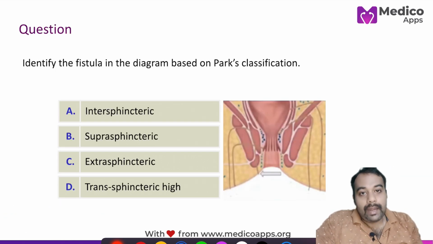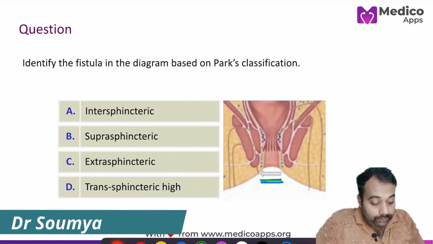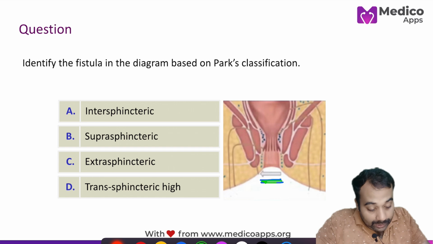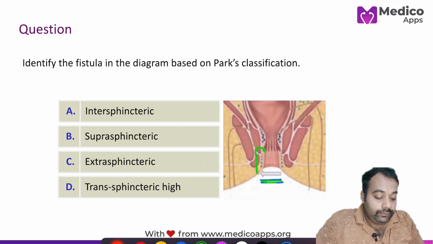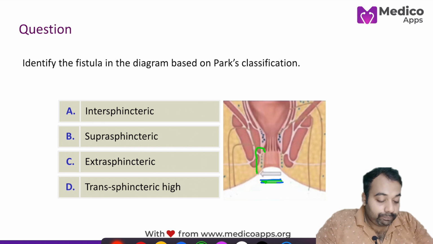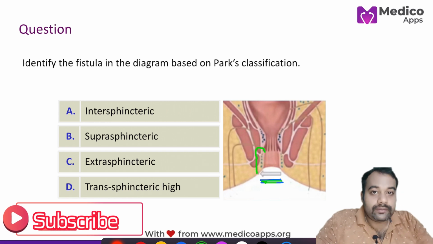Now let's come back to the question here. In this question they have already marked with some arrow, right? So this one is the marking, and they have shown that the tract is situated something like that. Okay. So we can easily understand this tract traversing the internal sphincter clearly, but it is traversing only partially through the external sphincter.